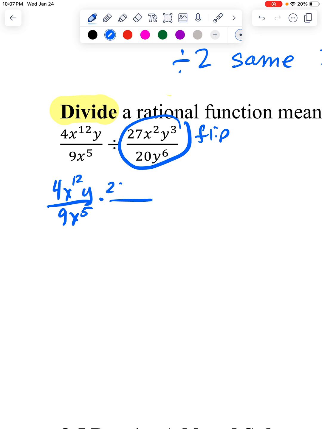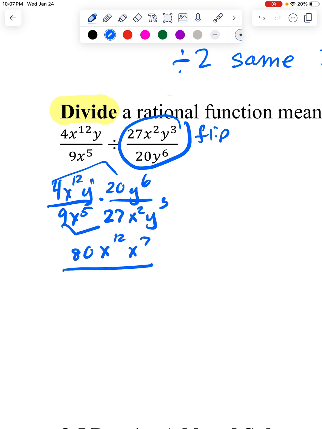So I end up with 20 on the top, y to the 6th on the top. And then everything on the top moves to the bottom. So 27x to the second, y to the third. Now I can just multiply the numbers on top. I only have that x to the 12, but with the y's, I have a 1 here and 6 to the right, so I end up with 7 of those all together. 9 times 27 turns out to be 243. I have x to the 5th and then also x to the 2nd, so I end up with x to the 7th.